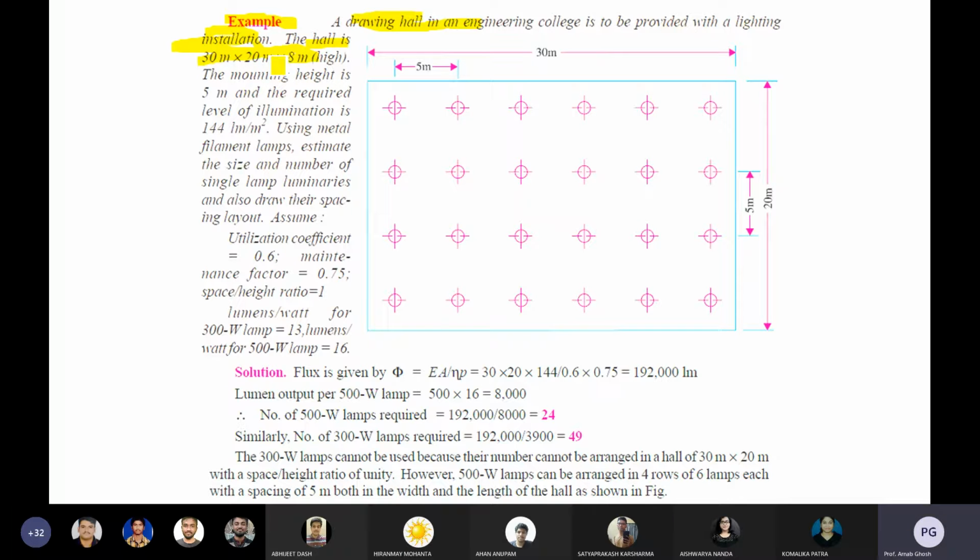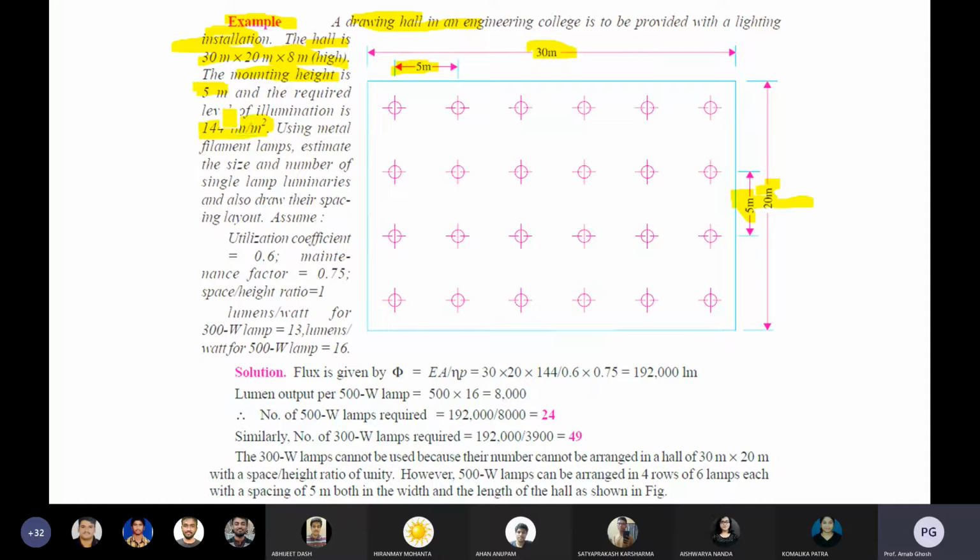So 30 into 20 into 8 meter height is given. Then the mounting height of the lamp you can consider to be 5 meter. The required level of illumination is 144 lumen per meter square. That's given. Using the metal filament lamp.